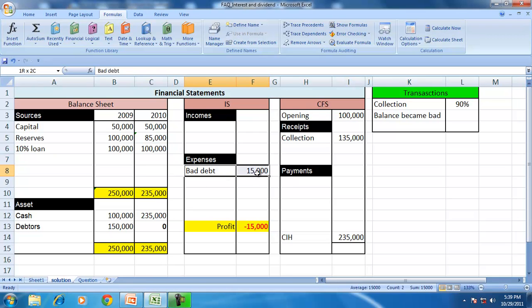So the bad debt in the income statement is shown as an expense, and bad debt is reduced from the debtors in the balance sheet. So bad debt is a loss due to the insolvency. There are no corresponding cash flows for the bad debt, but bad debt is a reduction of debtors.